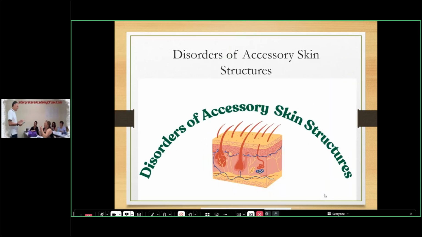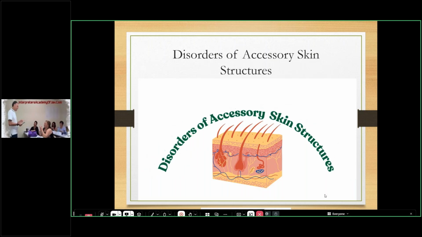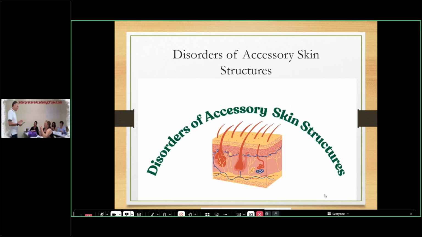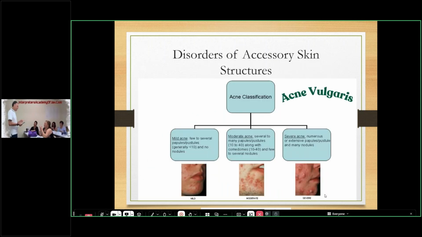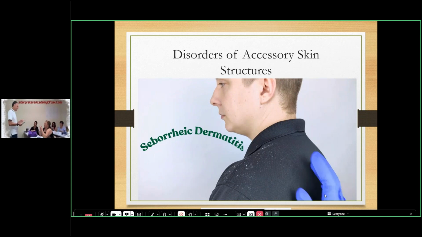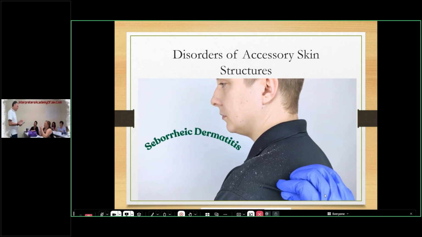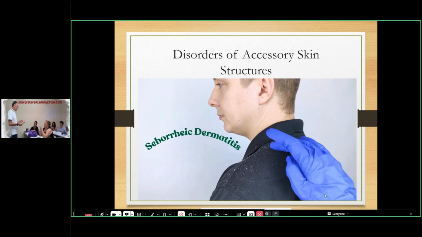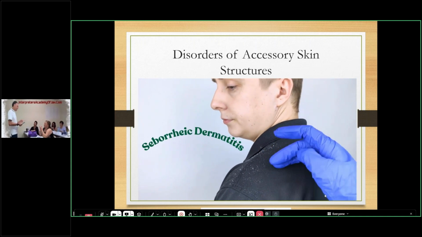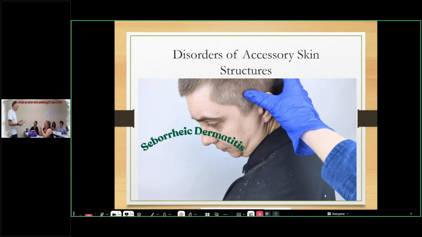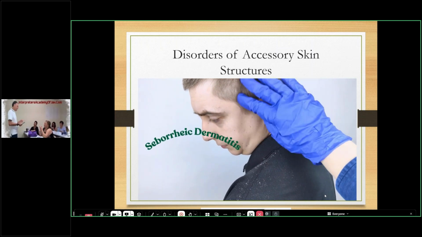Now, we will review a couple of disorders of the accessory skin structures. First, we will review acne vulgaris, which is a skin disease characterized by blackheads, the result of blocked hair follicles becoming infected with bacteria, whiteheads, and pus-filled lesions. And second, seborrheic dermatitis, commonly called dandruff, is an inflammatory condition of the skin that begins with the scalp, but may involve other areas, particularly the eyebrows.